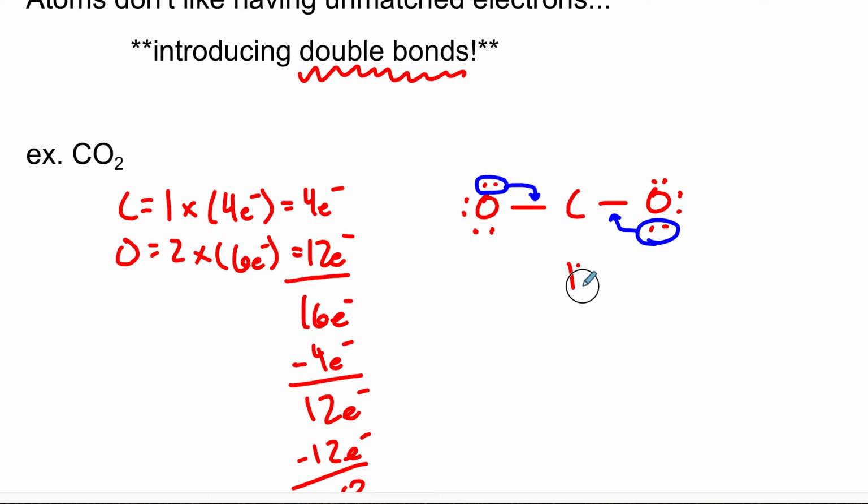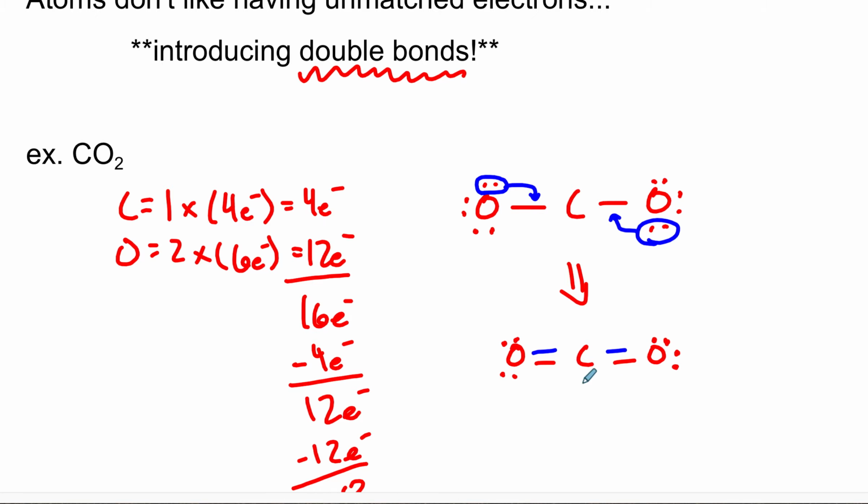So if I'm going to redraw this, which usually we do after we create this type of diagram, we're going to have carbon, oxygen, oxygen. We had our original bonds. We have our original electrons that still exist on the outsides of oxygen. But now we have these new bonds that are created between carbon and oxygen.